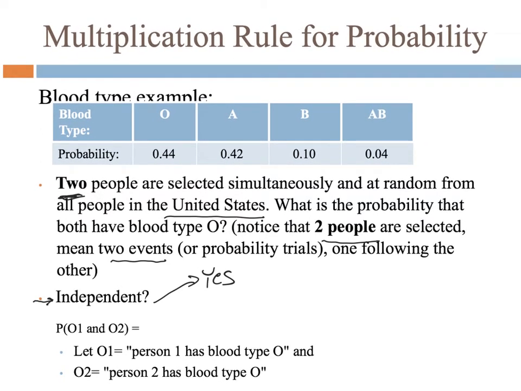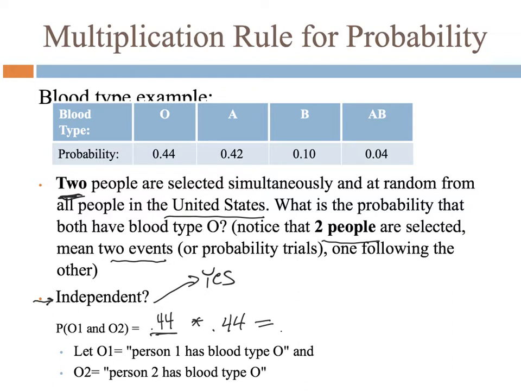So, I'll get back to my pen here. If we want to find the probability that the first and the second person both have blood type O, we say, well, for the first person, their probability is 44%. And for the second person also, their probability is 0.44.